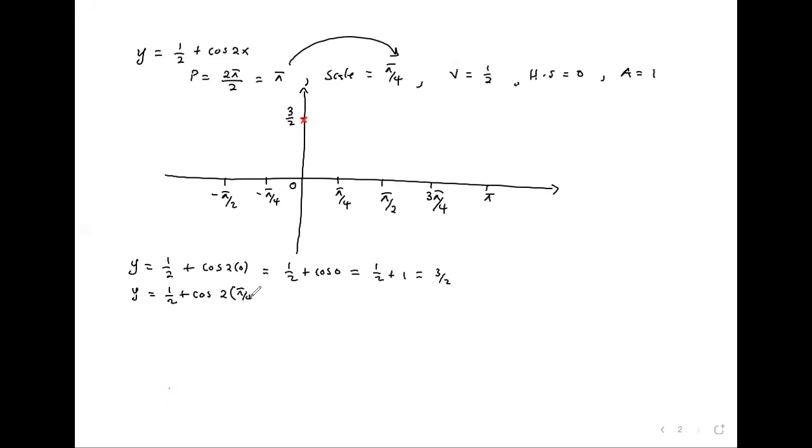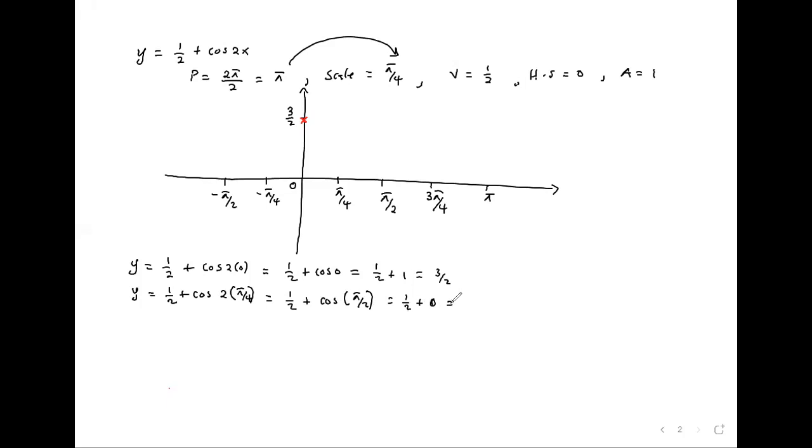Get back, y is equal to half plus cos 2x. We are now dealing with pi over 4. This will be half plus cos pi over 2. Now what is cos pi over 2? That is cos 90, which is 0.